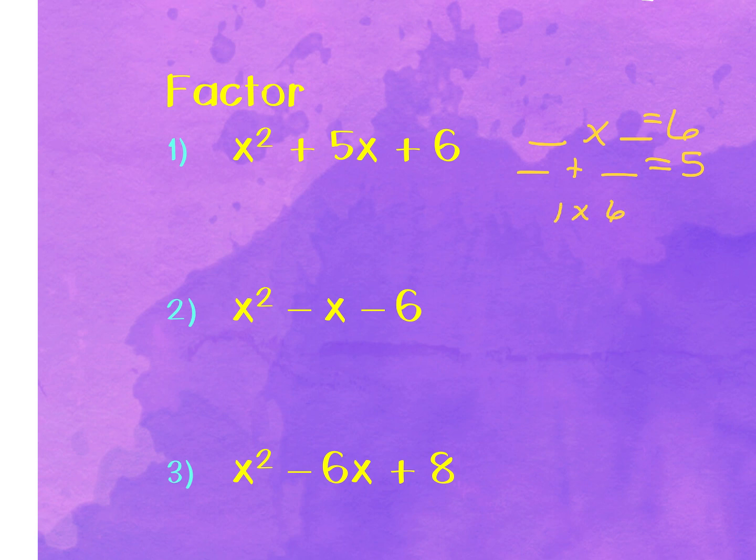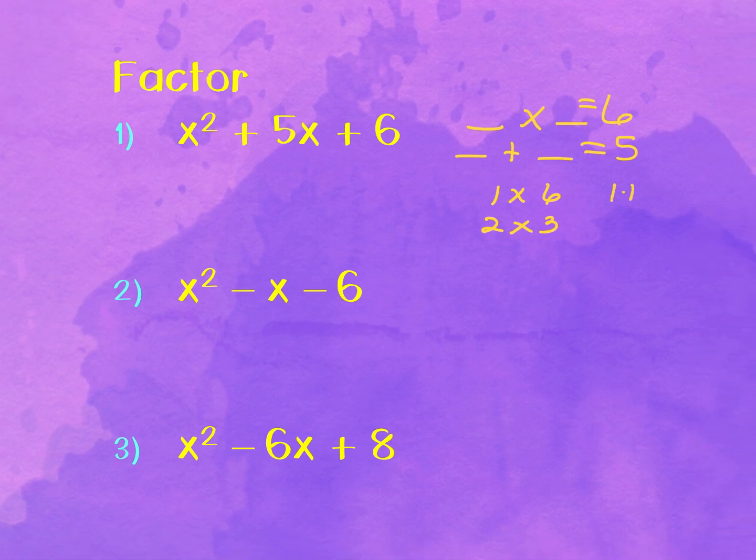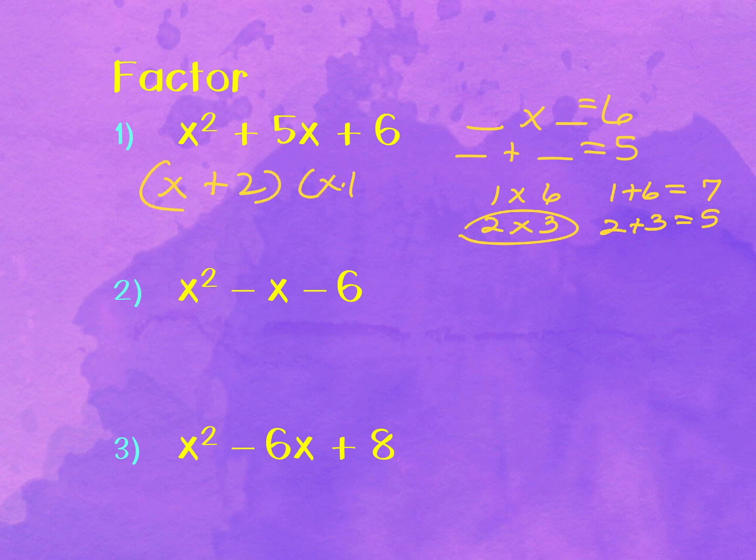So 1 times 6 and 2 times 3. But when I add 1 plus 6, I get 7. But when I add 2 plus 3, I get the 5. So my factors are going to be 2 and 3. So x plus 2, x plus 3. And again, the order here doesn't matter.